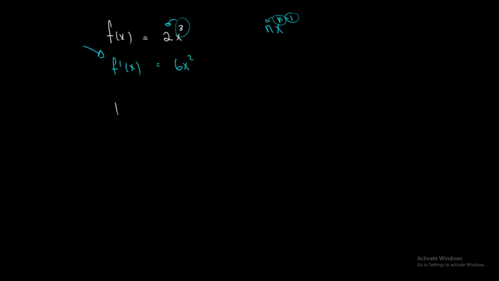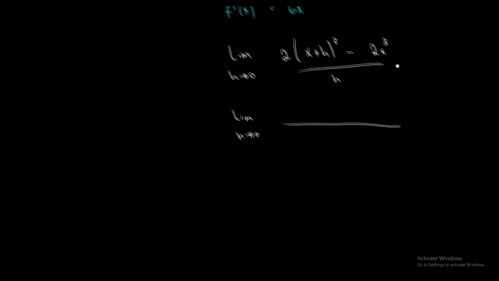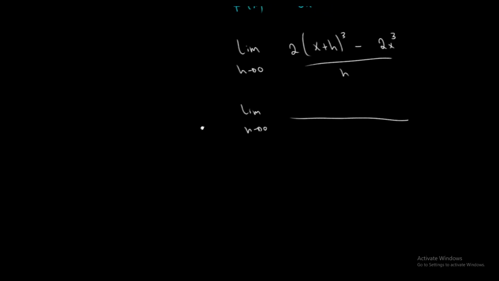But let's go see if this is true. Well, now we know the limit as h approaches 0 is going to be 2 times (x plus h) cubed minus 2x cubed, over h. So the limit as h approaches 0 is simply going to be, well, I'm going to expand this the easy way. This is the method that might be easier for most students.